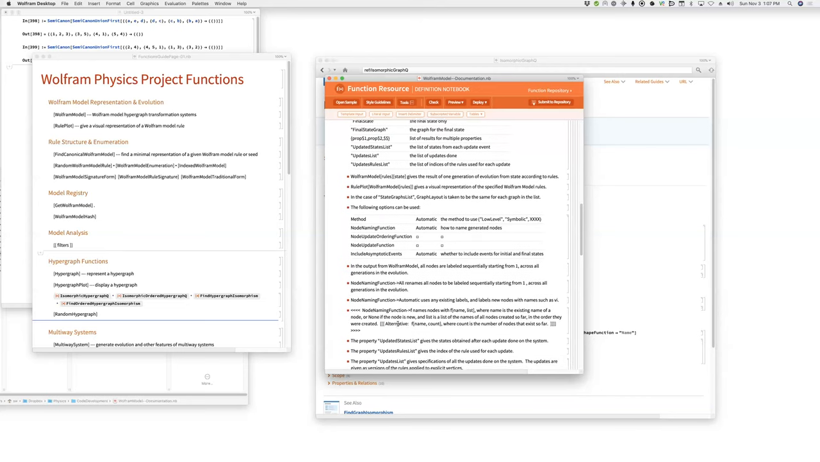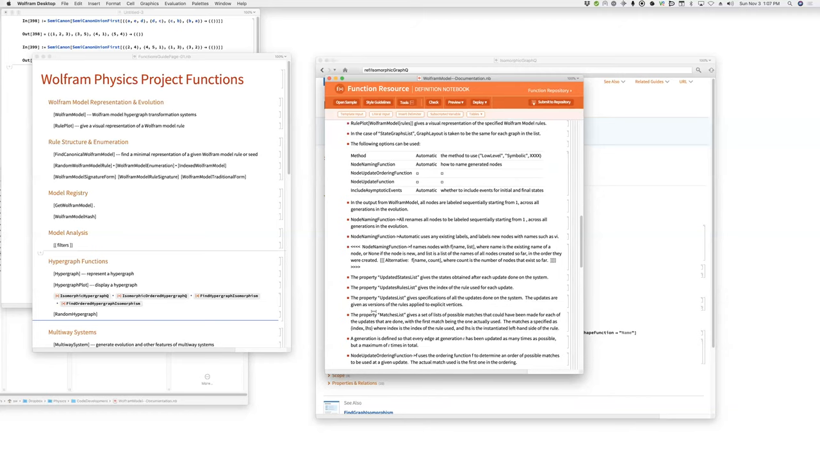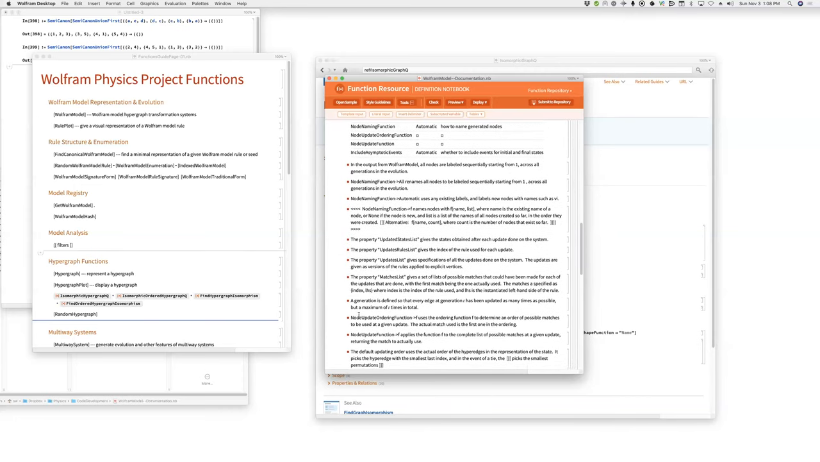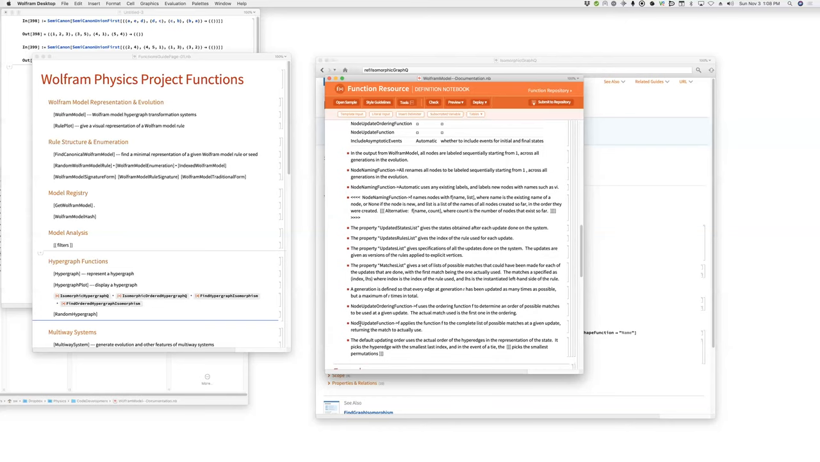Well, if you have multiple matches, it should determine which one would go first. I see. Okay, and how would it determine that? Well, I mean, it could do different things. So, for one thing, it's given the list of indices for matched expressions, so it could pick between those. Oh, wait a minute. Node update function applies the function to the complete list of possible matches, returning the match to actually use. Yeah, that's the most general one, but it's not very scalable.